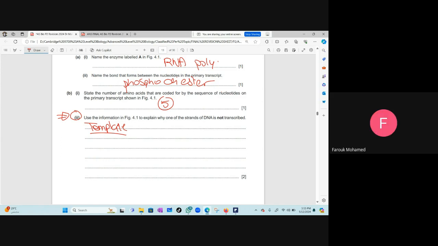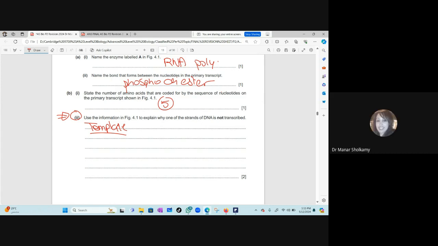It remains in the nucleus. No, both strands remain in the nucleus. I want to ask a question. Both strands are complementary, yes, but do they have the same sequence of bases? No, they don't have the same sequence of bases. So if we transcribe the other strand, it will have a different sequence of bases. This will lead to a different sequence of amino acids and a different protein. It is as simple as that.